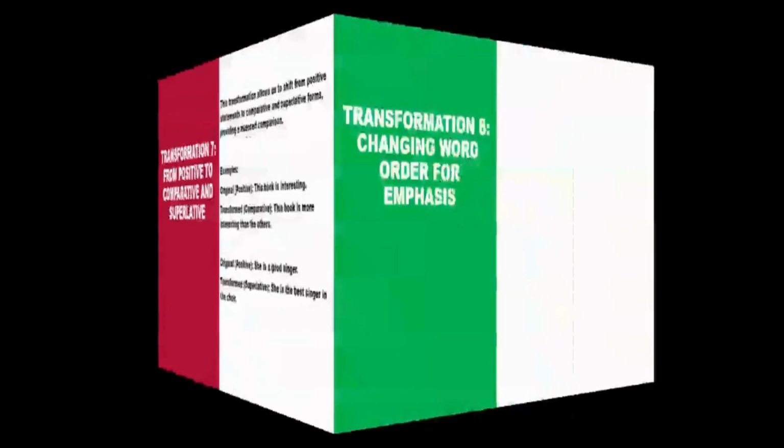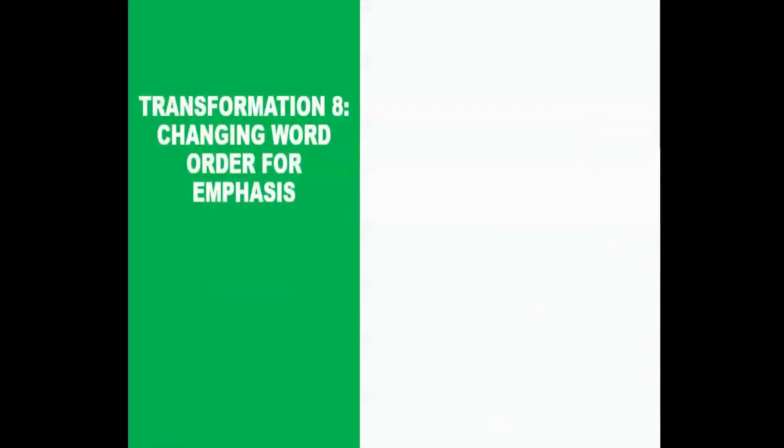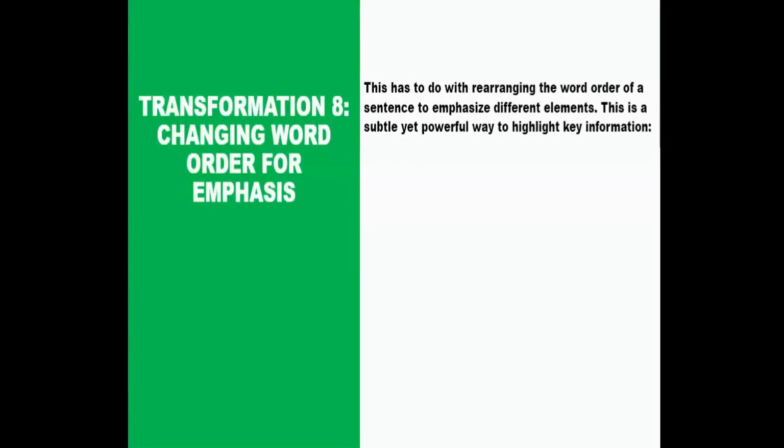Now let's move to the last but not the least, transformation number 8, changing word order for emphasis. In this particular one, we are looking at rearranging the word order of a sentence to emphasize different elements. This is a subtle yet powerful way to highlight key information. Let's look at some examples.